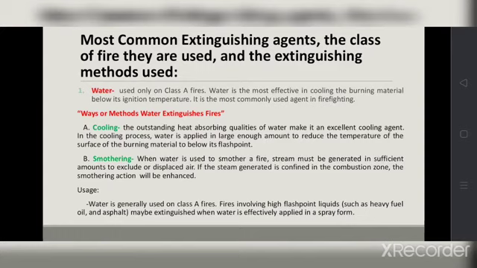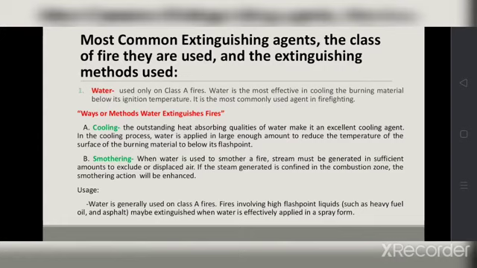So, what are the most common extinguishing agents, the class of fire they are used on, and the extinguishing methods used? The first common extinguishing agent is water. Water is only applicable on Class A fires. What are those Class A fires? We have paper, plastic, wood, and other light materials. Water is the most effective in cooling the burning material below its ignition temperature, so it is the most commonly used agent in firefighting.